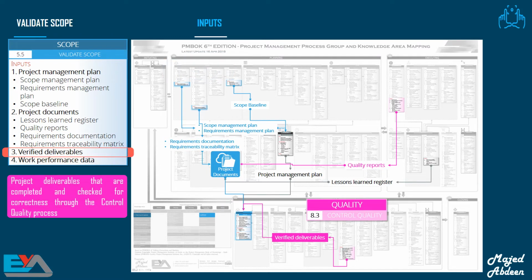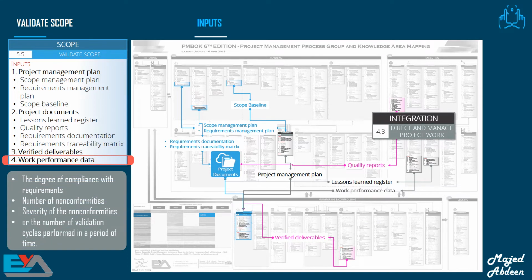We want the verified deliverables, because when the work is done by the team during the executing stage, we can't go to the customer immediately. We have to complete, check, and inspect the work each time before we meet with the customer. So we need the verified deliverables, which are outputs from the control quality process.